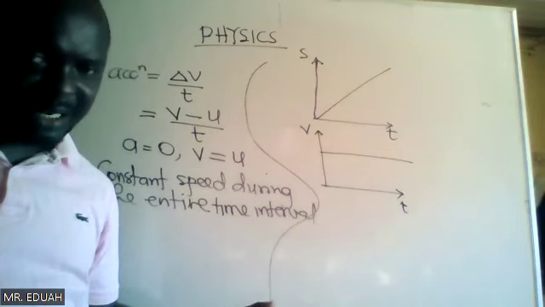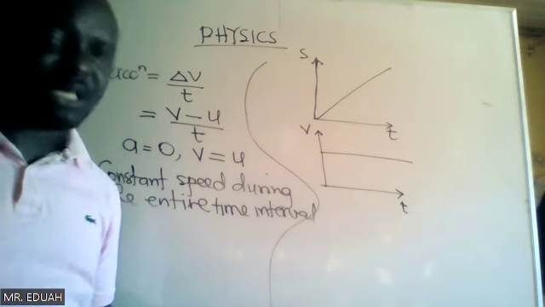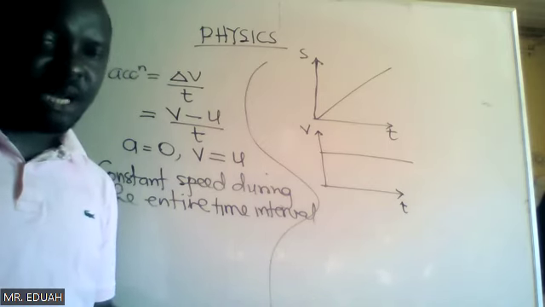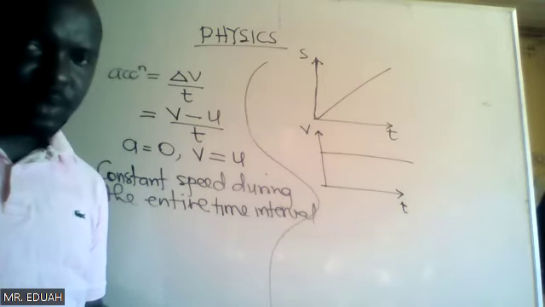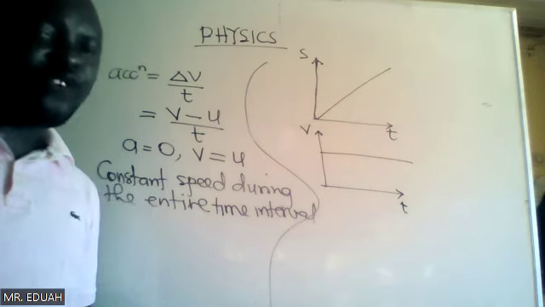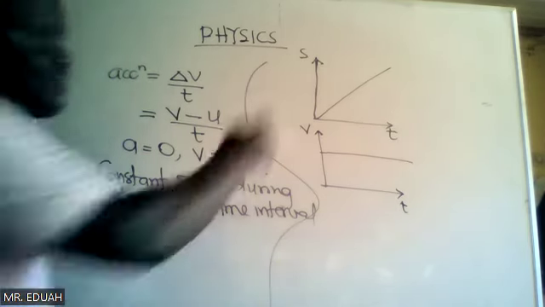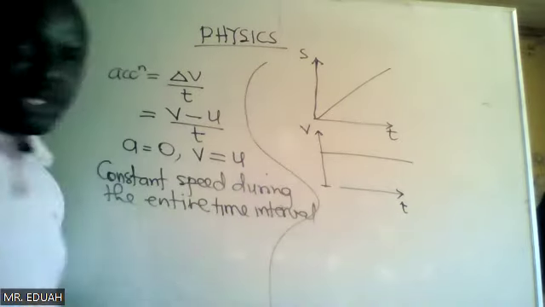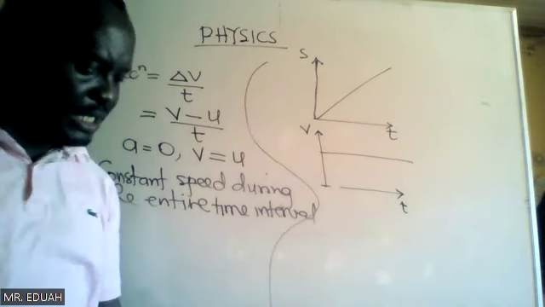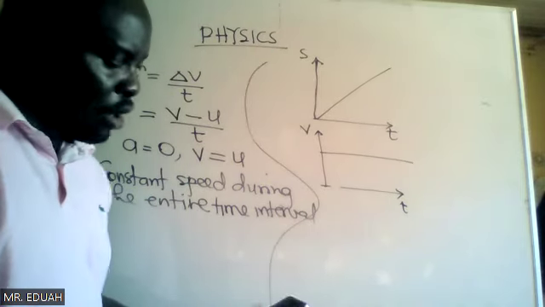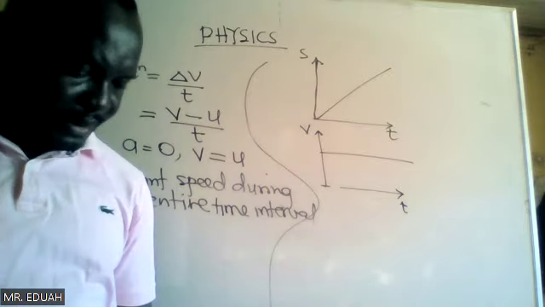Class, are we fine? If you want a further explanation, let me know so I can quickly do that to move on. So for uniform speed or constant speed throughout the entire time interval, it must be any of these. You must expect one of these in the 4 options. Unfortunately for us, option 4 is here. All right.